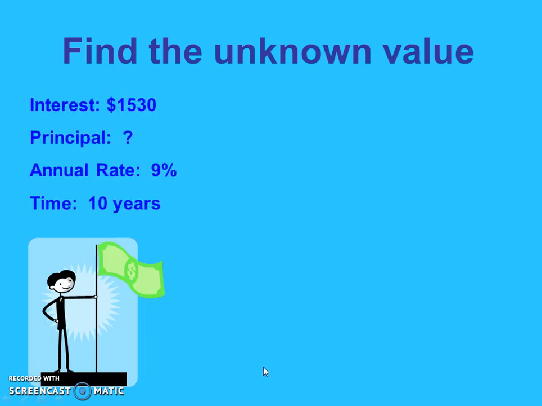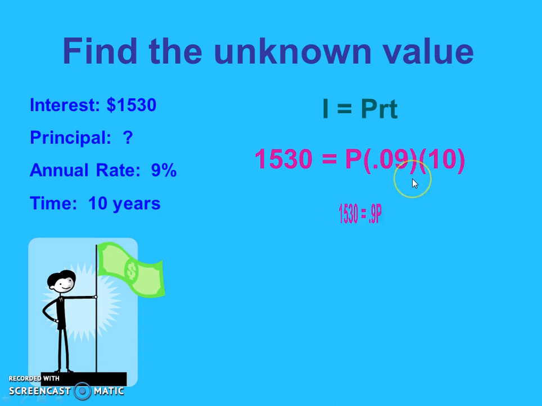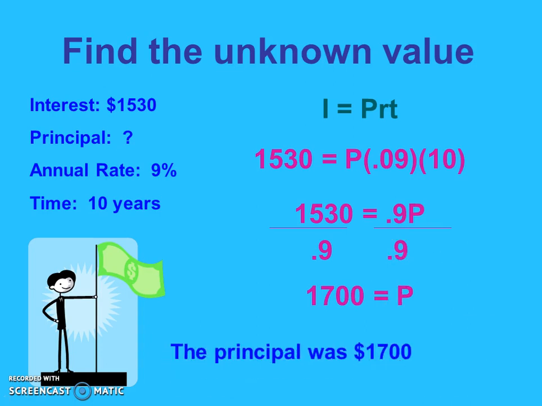Okay, one more example. This time we're going to find the starting amount, or the principal. I've earned $1,530 in interest. I don't know how much money was in the account to begin with, but I earned 9% interest for 10 years. Plugging in, I'm going to plug in the 1,530 for I. P stays as my variable because that's the part I don't know. 9% gets plugged in as 0.09, and time is 10 years. To solve for P, I'm going to start by multiplying the two numbers that I do know on the same side together. Now I'm going to undo this multiplication by dividing both sides by 0.9. That gets me P by itself, and gives me $1,700 for P. So the principal starting amount was $1,700.